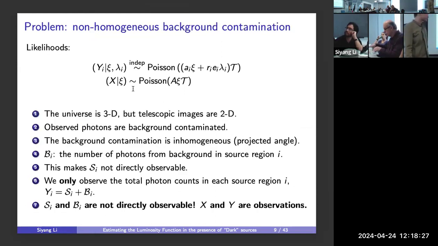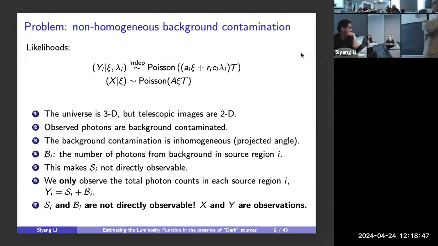The next astrophysical problem is that there are non-homogeneous background contaminations in the source regions. And this is because the universe is three-dimensional, but we can only take two-dimensional, sorry. The PSF and EA constants are related.